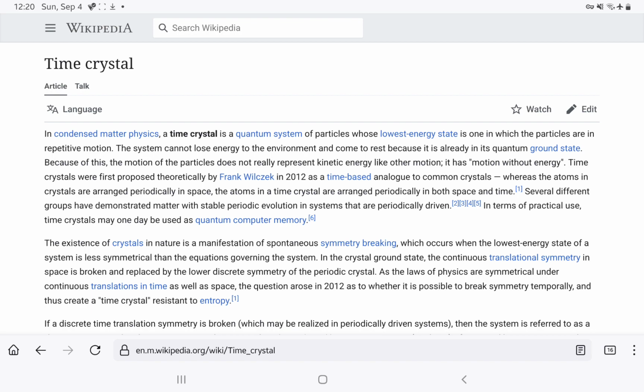Time crystals were first proposed theoretically by Frank Wilczek in 2012 as a time-based analog to common crystals. Whereas the atoms in crystals are arranged periodically in space, the atoms in a time crystal are arranged periodically in both space and time. That's what we got in our phones. This is the theory, and then they've turned it into a small crystal that they put in our phones for many reasons, it seems. It could be used for memory, but our phone runs out of memory. It doesn't make sense to me.